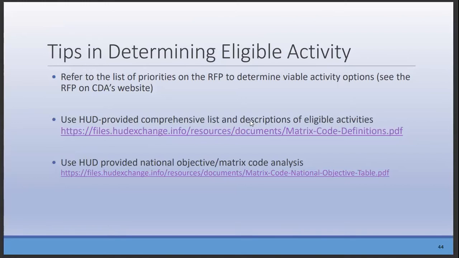I would like to focus on tips in determining eligible activities. First tip is to refer to the list of priorities on the RFP to determine viable activity options. Also use HUD's comprehensive list and descriptions of eligible activities. So let me see if I can open this up. Oh, it looks like I can't show you the example, as I'm not able to click on those links. But these last two PowerPoints, I would definitely recommend you look at to help you determine if your activity meets a national objective and is also an eligible activity.